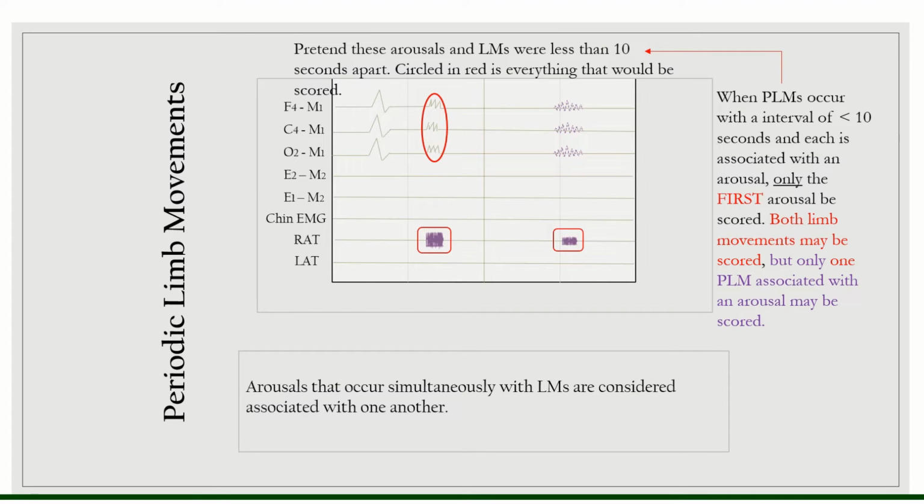So this is an example. It says pretend that these arousals are limb movements and they were less than 10 seconds apart. Circled in red is everything that would be scored. Okay. Just take a second to grasp that.